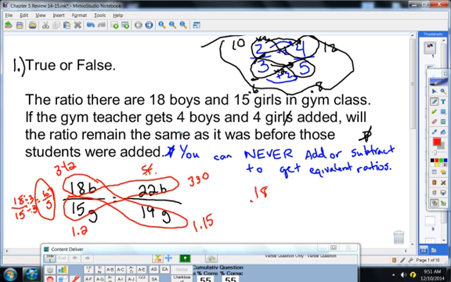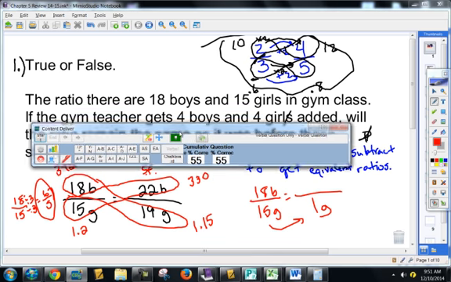I could also find unit rate, right? I can say, okay, let me do 18 and 15, so 18 boys and 15 girls, and I know how many boys is that per girl? And then do the same thing on this one. See if it gives you the same unit rate per girl or per boy, however you want to do it. Does everybody understand that? Okay.